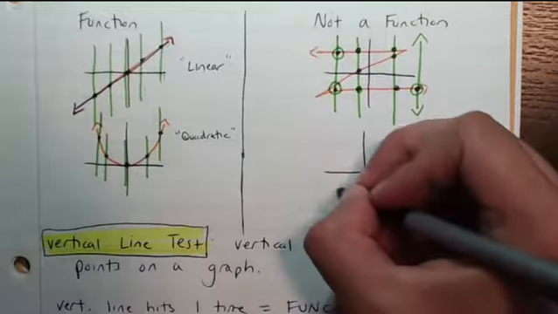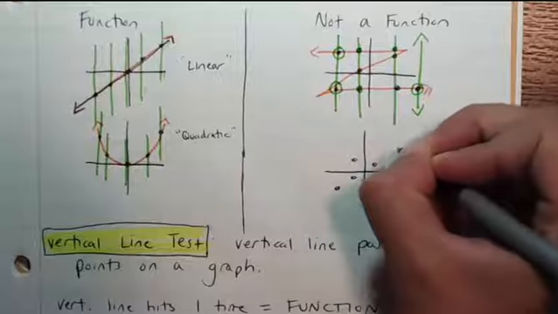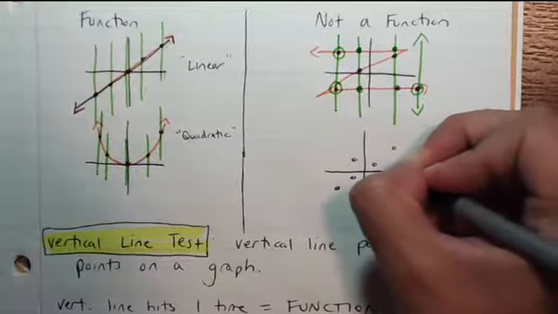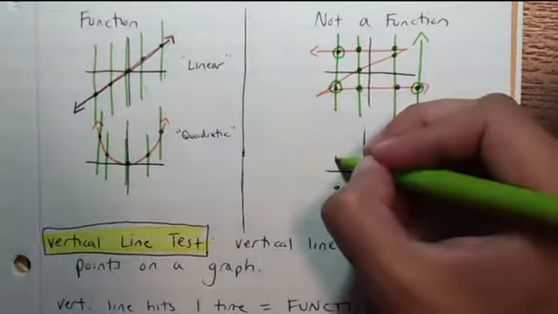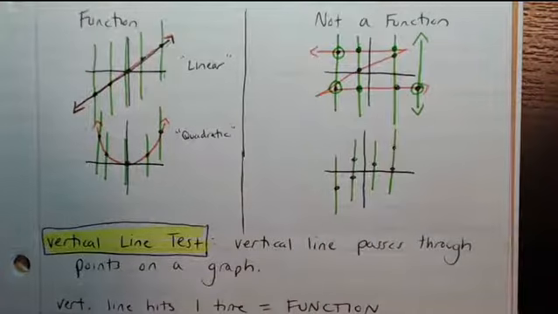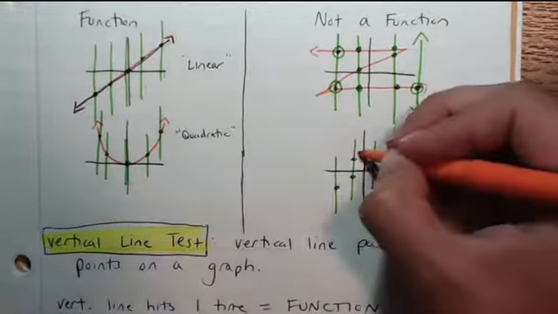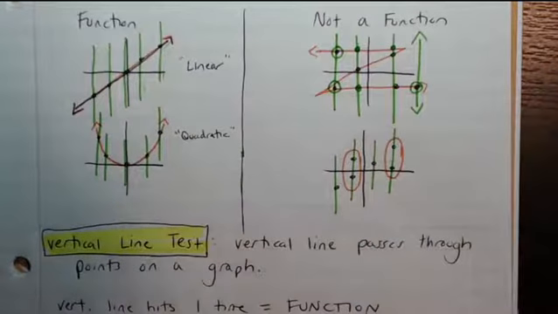Okay, sometimes you'll just be given points, so something like this. Random points, and they'll ask you if that's a function or not. Again, all you have to do is draw a vertical line through each of those points. And right then and there, these points and these points share the same x values because they're stacked up on top of each other. So that would be considered a non-function.